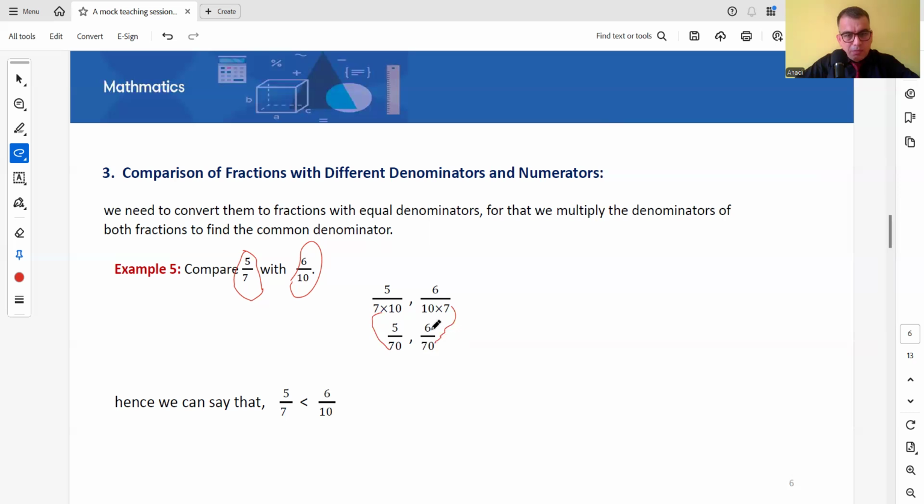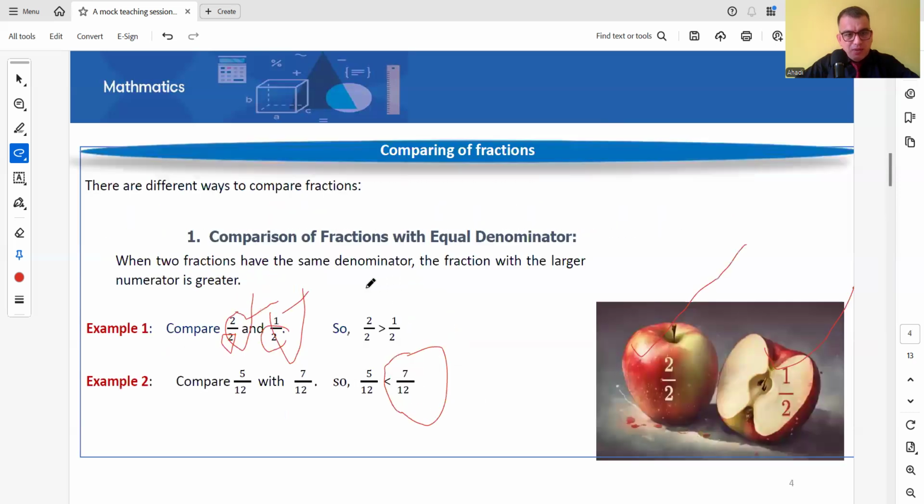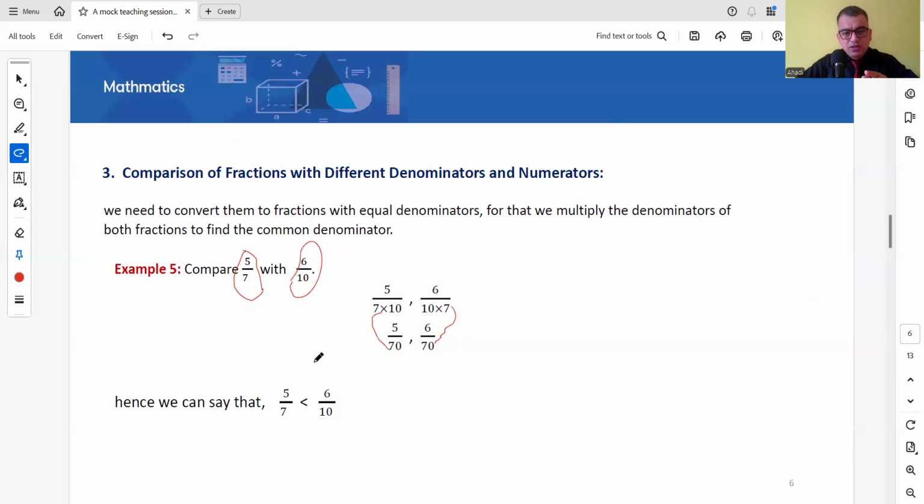So based on the first way, we say whenever their denominators are equal, the fraction with the bigger numerator is the bigger fraction. So we can say this fraction is bigger. This fraction is equivalent to this fraction, and also the first fraction is equivalent to this one. So we can say the second fraction, 6 upon 10, is the bigger fraction.